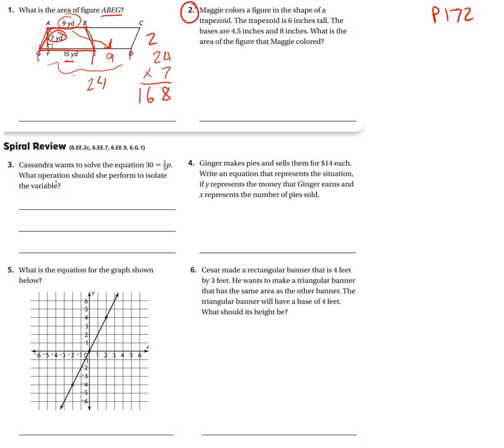Okay, number 3, Cassandra wants to solve the equation 30 equals 2/5 p. What operation should she perform to isolate the variable? So what operation? You have to do the inverse operation. This is multiplication, so you should divide by 2/5.